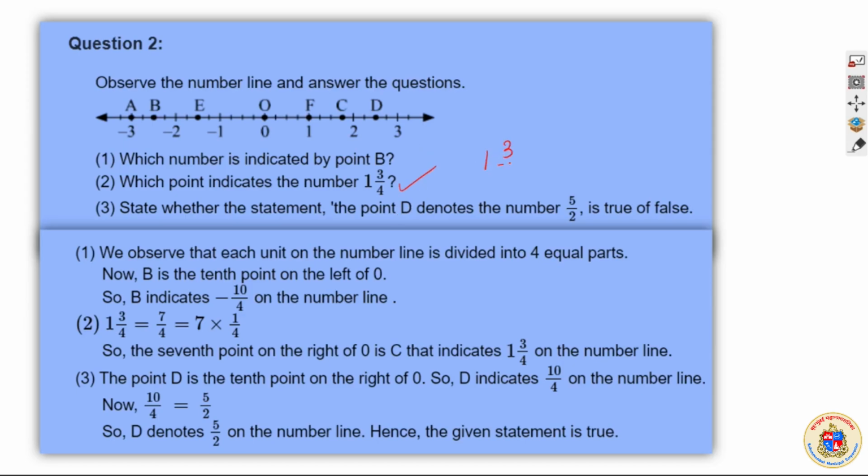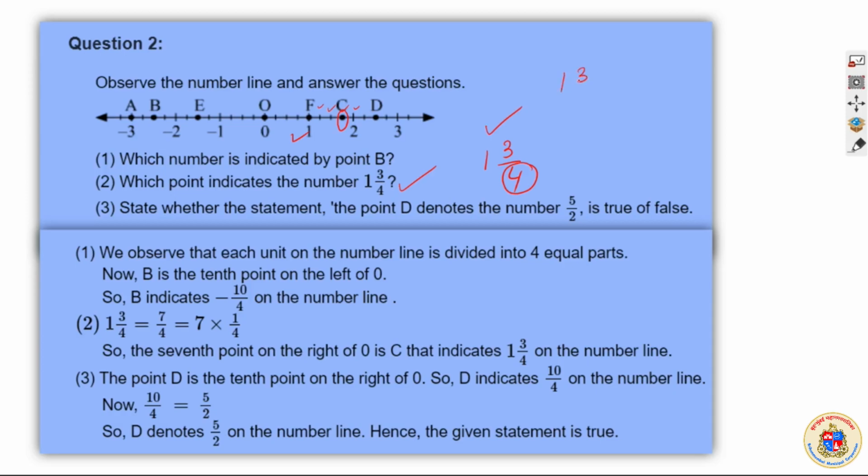1 and 3 upon 4. 1 is a whole number, 3 upon 4 is a fraction. It is 1, and again 3 upon 4. That is the question. So you need to count from here. As it is 3 upon 4, there will be 4 divisions between consecutive units, and it is clear here 1, 2, 3, 4, and this is 3 upon 4. This is one way of getting it.